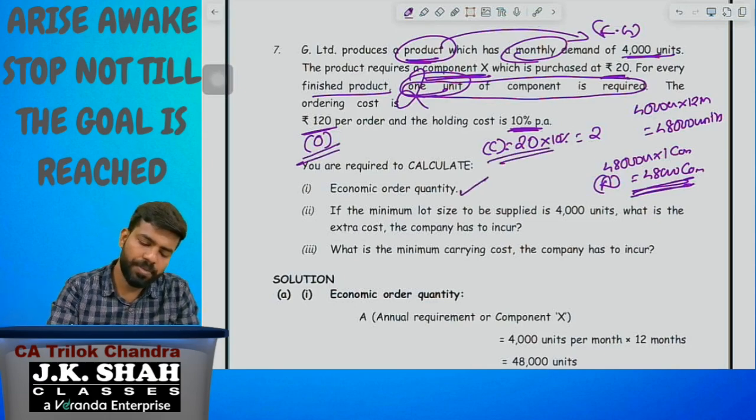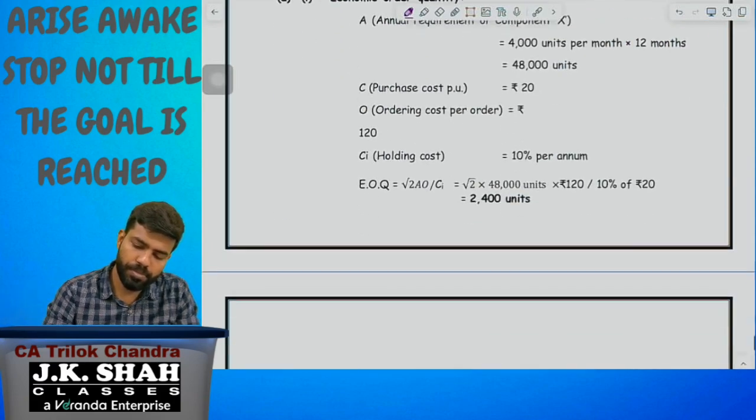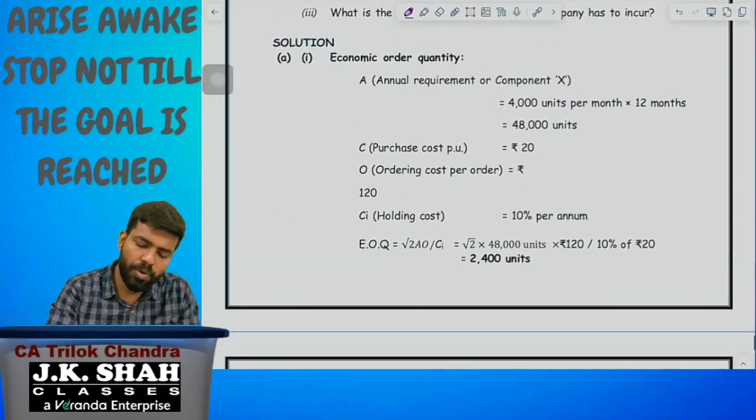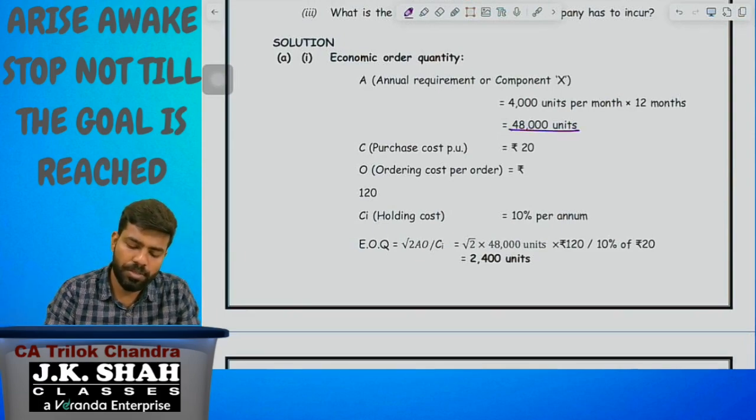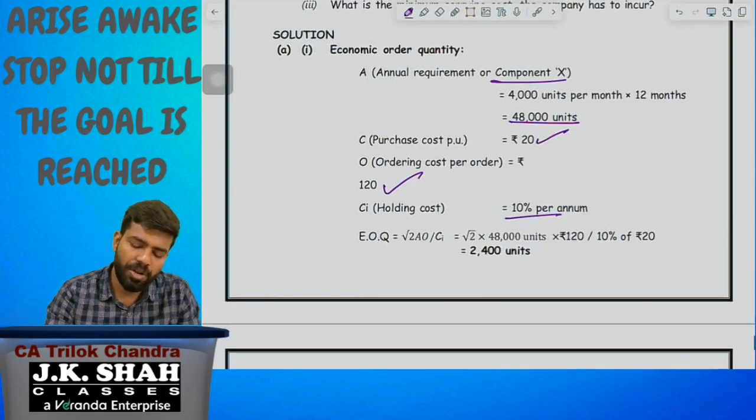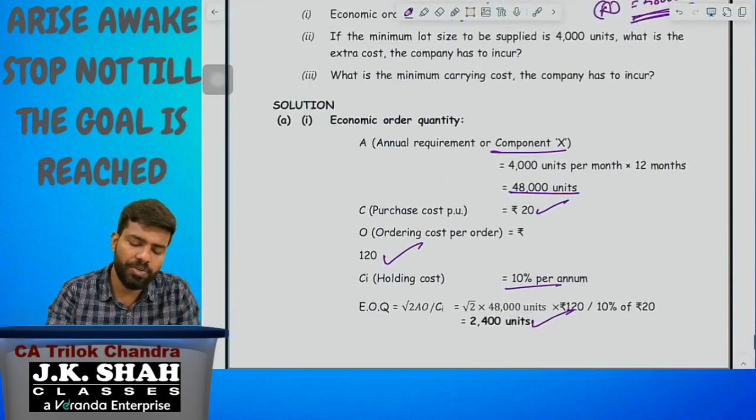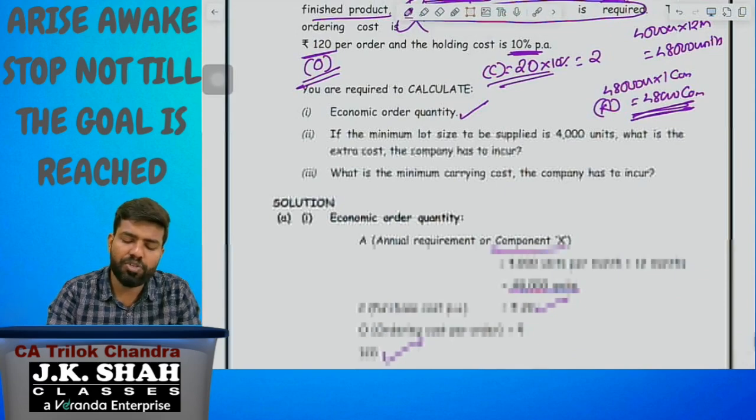Look at here. EOQ: 48,000 units, the annual requirement of component X. Both are the same, so they directly take 48,000 units. Purchase cost per unit is 20, ordering cost 120, and holding cost is 10%. Accordingly, they calculate EOQ as 2,400 units. Next, the minimum lot size to be supplied is 4,000.